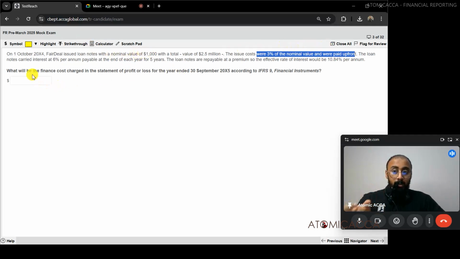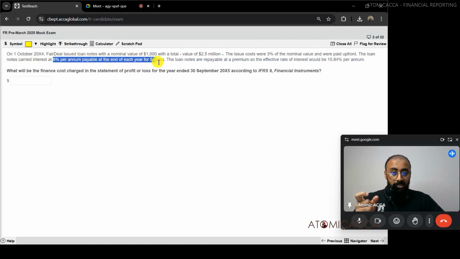Now the loan notes carried an interest rate of 6% per annum payable at the end of each year for 5 years. So 6% per annum, this is about the coupon rate. Loan notes are repayable at a premium, so the effective rate would be 10.84% per annum. Considering that nothing is mentioned over here and it is a repayable item and interest is payable annually, this is something that we have to follow based on the default accounting treatment, that is amortized cost accounting.